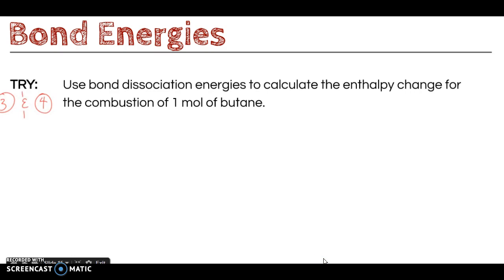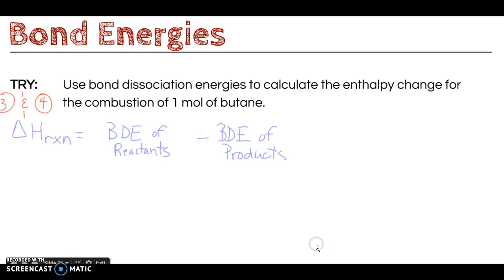So steps 3 and 4, you may remember, were to calculate the sum of the bond energies for the reactants and then the products. Now I broke that down in the first question, but it really can be done in one whole step together, as I'm going to show you here. So you'll remember that the total enthalpy of reaction is going to be the bond dissociation energy of the reactants minus that of the products.